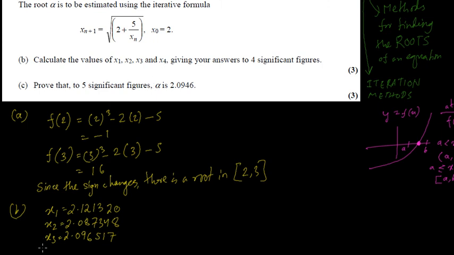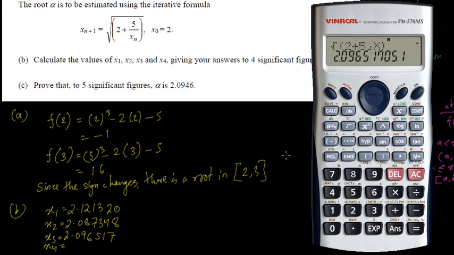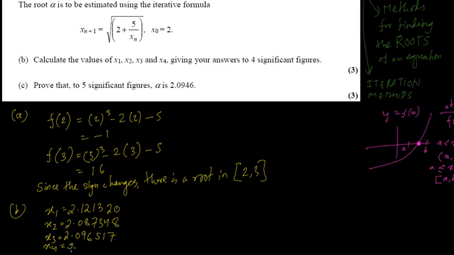So x4. For x4, calc again, you press the answer, which is x3, and it is 2.094017. So now we have to write down the answer. Let me write it here. So 4 significant figure for x1.